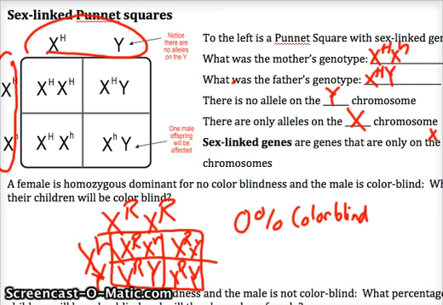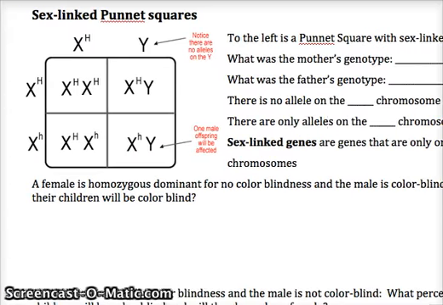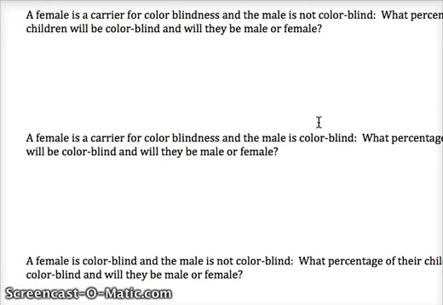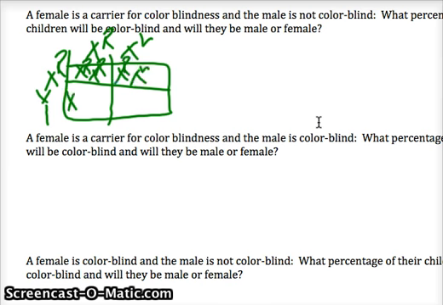Alright, so now if we go to the next one, a female is a carrier, so carrier is X big R, X little r, and a male is not colorblind, so X big R, Y. Again, what percentage chance is their children going to be colorblind? So X big R, X big R, X big R, X little r from the top, X big R from the top, Y, X little r from the top, Y, and you get a 25% chance. Just one that's going to be colorblind, and they're going to be a male.